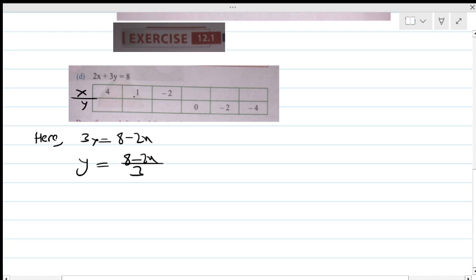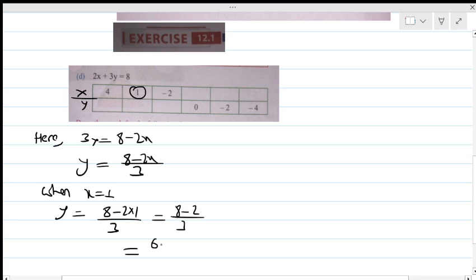So I'm first keeping 1. If we keep x equal to 1, what will become here? Let's see. When x equal to 1, y equal to (8 minus 2 into 1) divided by 3. So 2 into 1 is 2, and 8 minus 2 is 6, 6 by 3 is 2. So here an integer is coming, 6 by 3 we got 2. So when x is taken 1, y is getting 2.